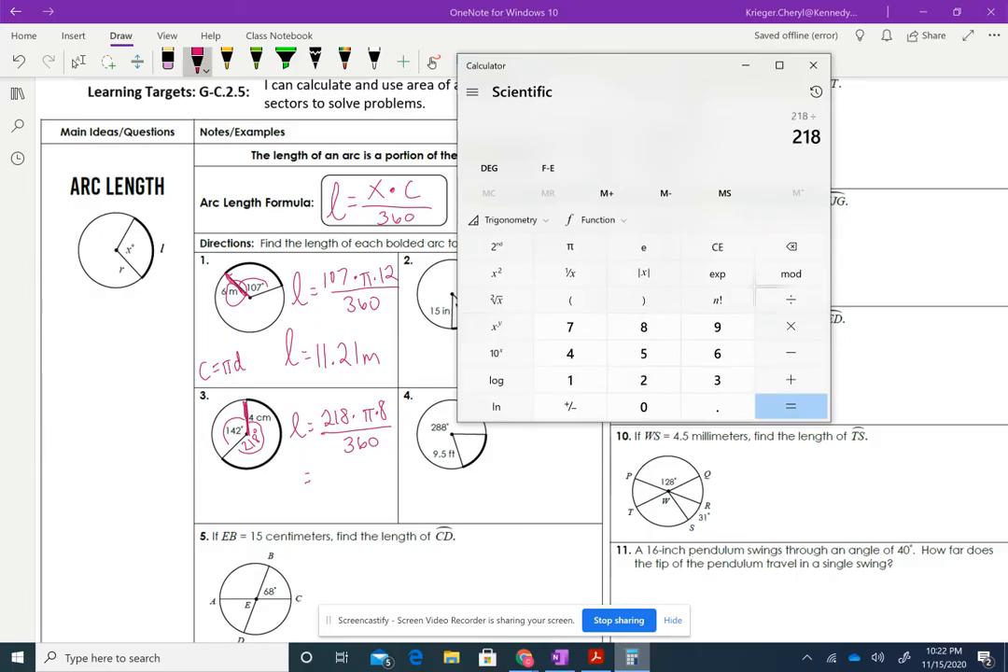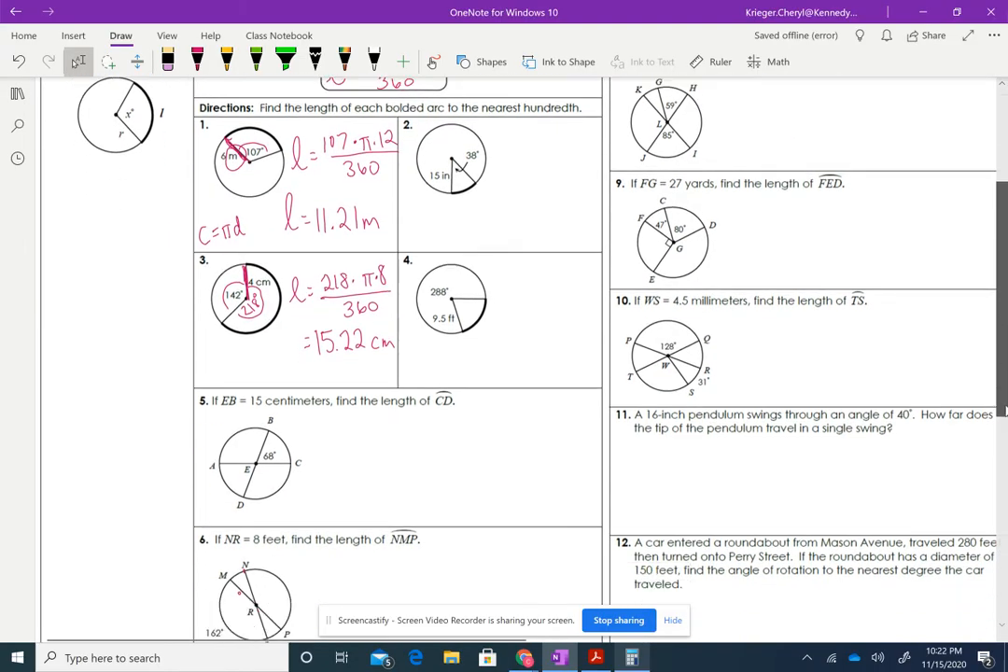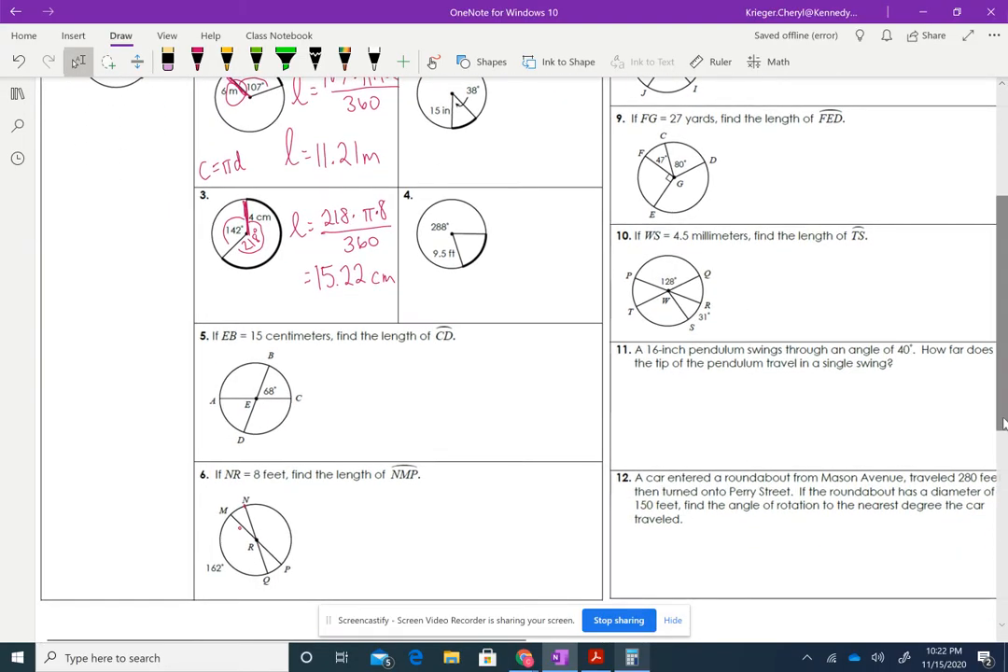So 218 times pi times 8 divided by 360. It's 15.219, so that rounds to 15.22 centimeters. Okay, I'll leave you guys number 5 and do number 6.